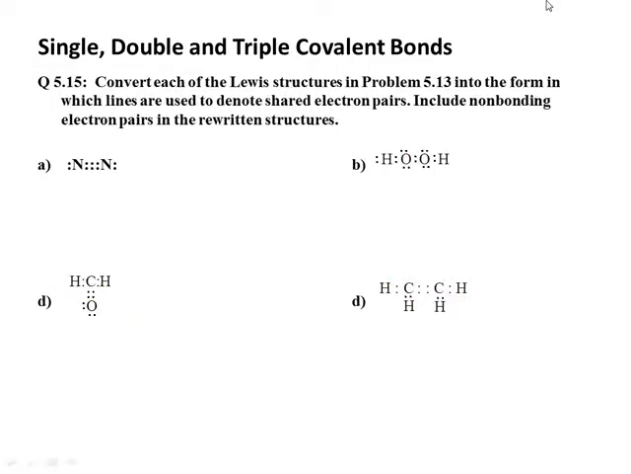Okay. Next question. Convert each of the Lewis structures in the previous problem into the form in which lines are used to denote shared pairs of electrons, including non-bonded electron pairs. Okay, so once again, remember that 6 electrons being shared, 3 pairs being shared implies a triple bond between the 2 nitrogen atoms, and then the unshared electrons stay with each of the atoms that they're associated with. So that's for N2, nitrogen gas.